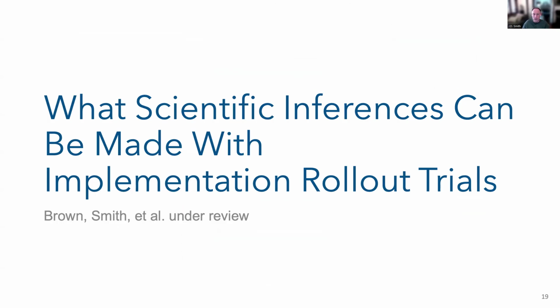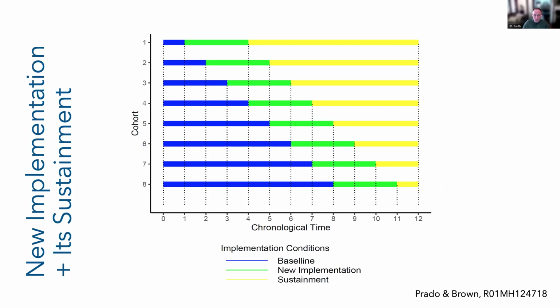This paper now is in press as of about 2 weeks ago. This paper really does focus on what scientific inferences, so what types of research questions. And as I think I mentioned already too, this is a very statistically heavy paper, so it does include actual equations for how to actually do the analysis to answer these different questions in these complicated rollout designs.